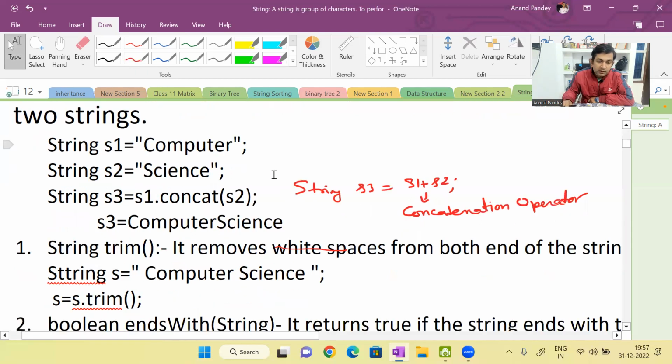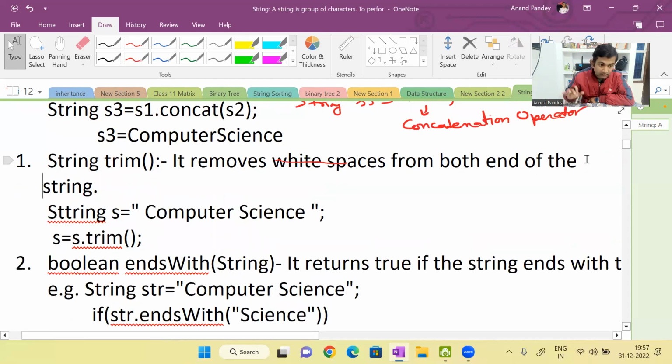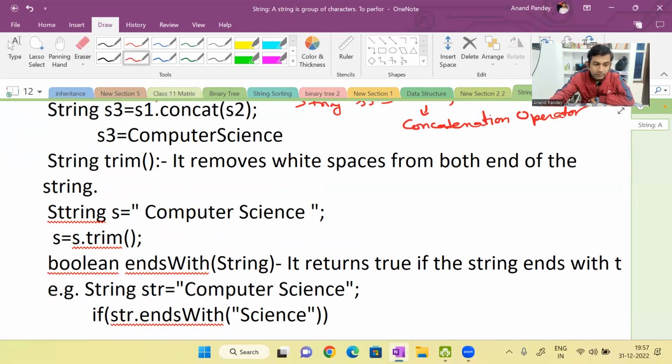Okay. Now coming to the next function. String trim. It removes white spaces from both ends of the string. Consider some spaces here, some spaces here. So this trim function will remove the spaces from both ends of the string. s equal to s dot trim will do it.